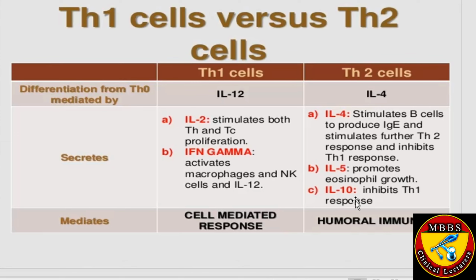So the Th1 cells stimulate cell-mediated immunity, while the Th2 cells mediate humoral immunity, because the Th2 cells are involved in the differentiation and the growth of the B cells, while the Th1 cells activate the cytotoxic T cells. That's why the Th1 cells are involved in the cell-mediated response and the Th2 cells stimulate humoral immunity.